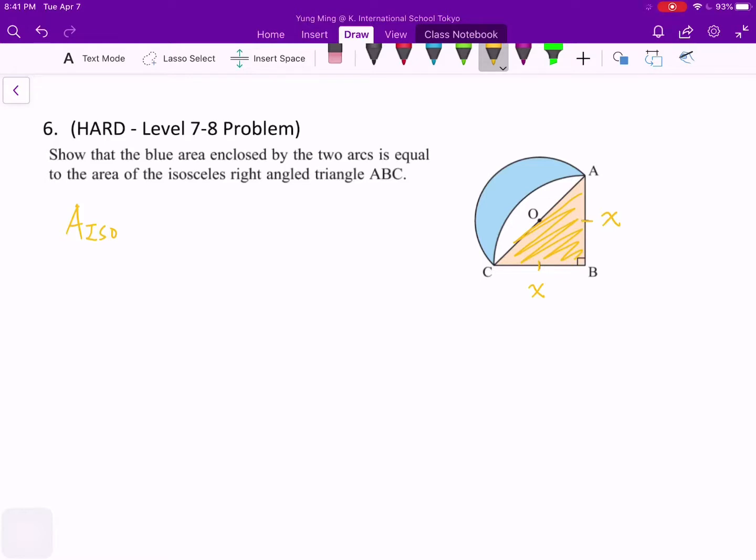Let's say the answer is 4x squared, and then this one also turns out to be 4x squared. Then we can prove that they are exactly the same no matter what x value it is, right? We don't actually care about what x value it is, but we just need to make sure that both of them have the same expression in terms of x. That's exactly what we want to do.